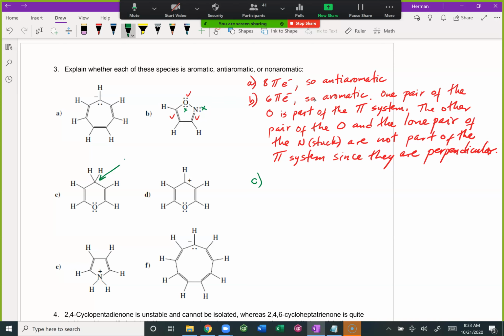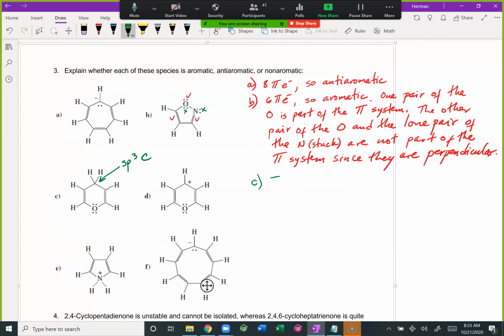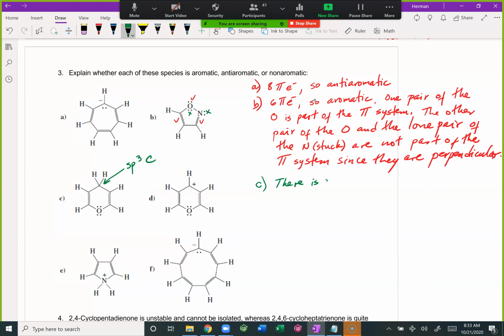Yes, there is an sp3 carbon right there, so it's non-aromatic. Excellent. How about D?